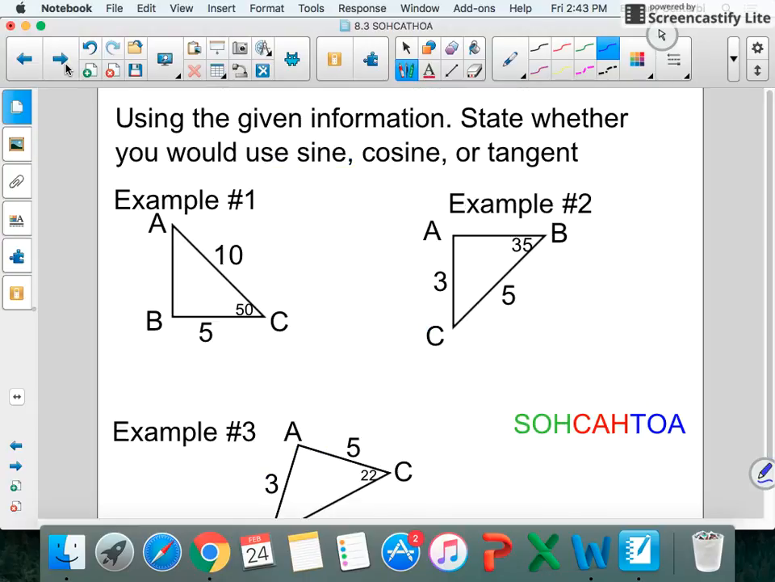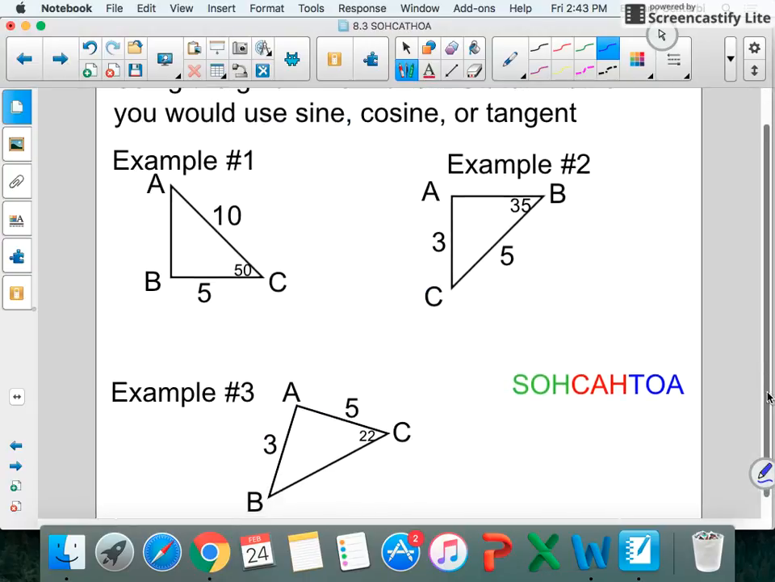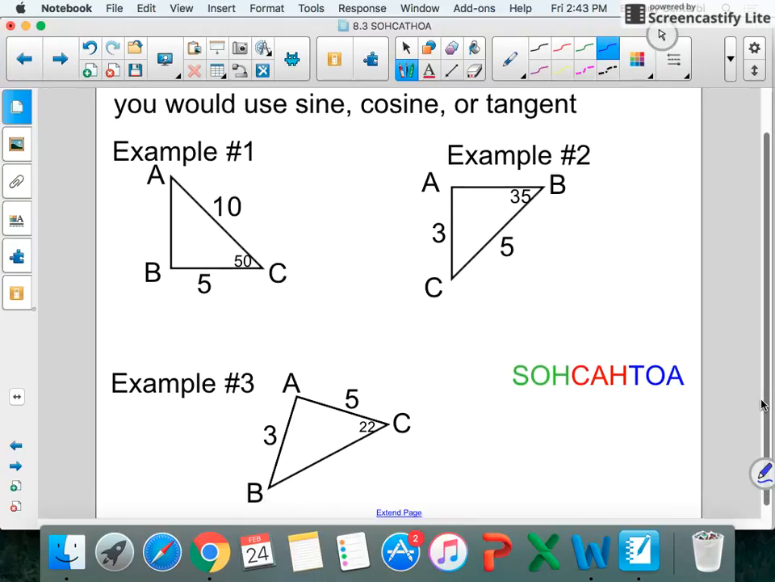Now we're going to decide if we want to use sine, cosine, or tangent based on the given information. Tomorrow we'll solve these, but today we're just going to work on which one we choose. First you have to figure out where the angle is that they are giving you. In example 1, they give me 50 degrees. Well, that's at angle C. So I'm using angle C to determine if I have opposite, adjacent, or the hypotenuse.